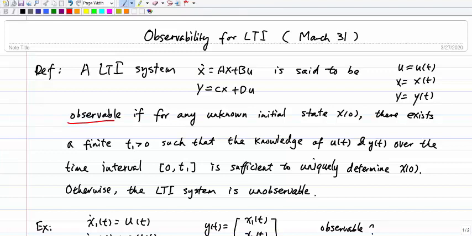So this video is about observability for linear time invariant systems. Let's first talk about the definition before I talk about examples and the conditions.